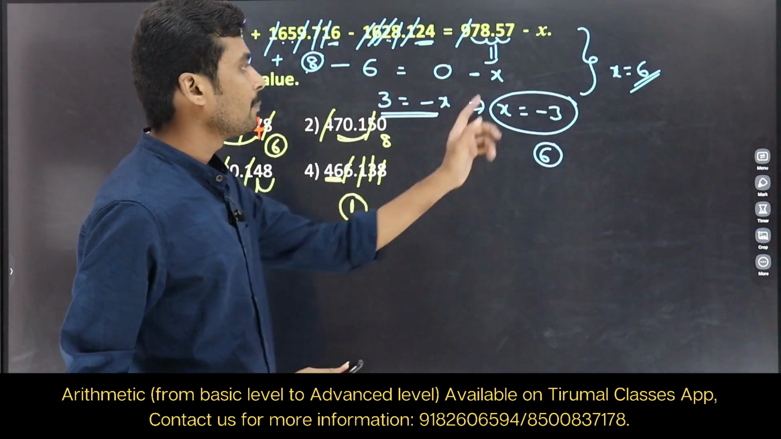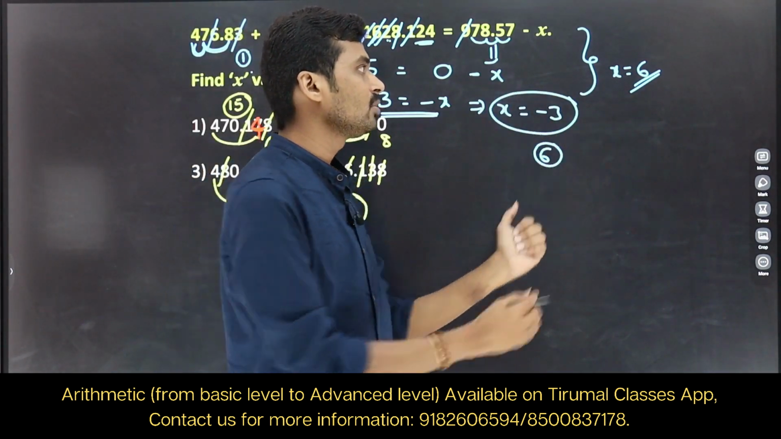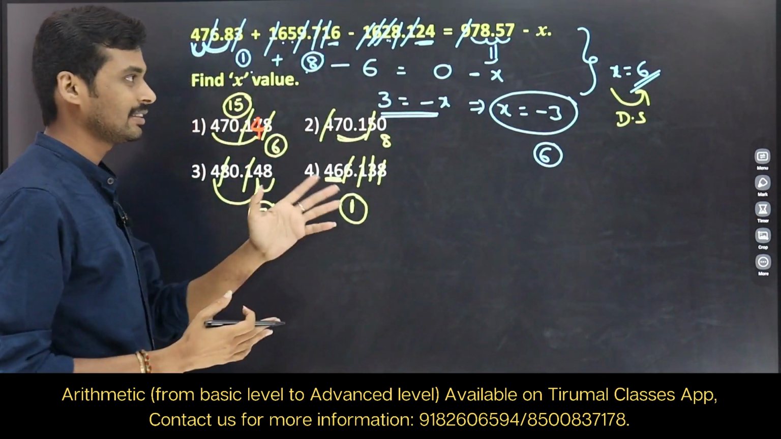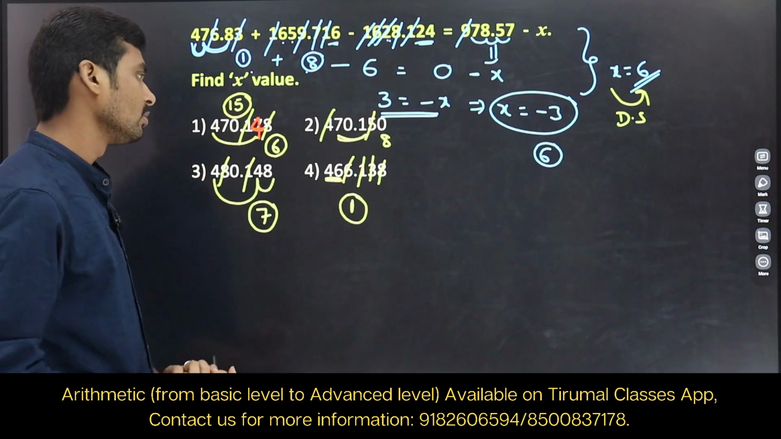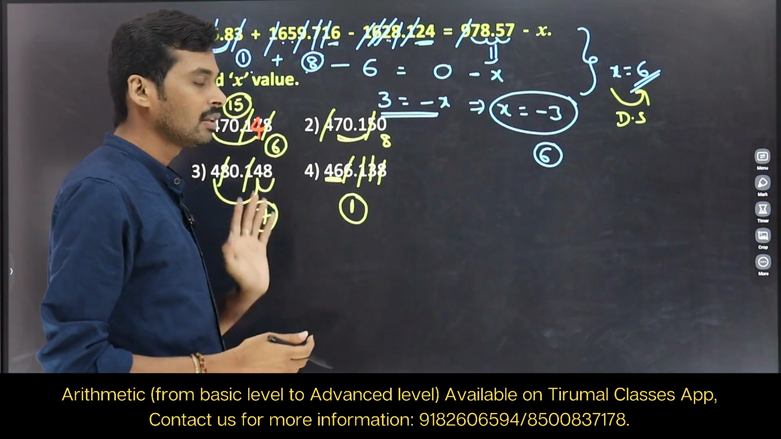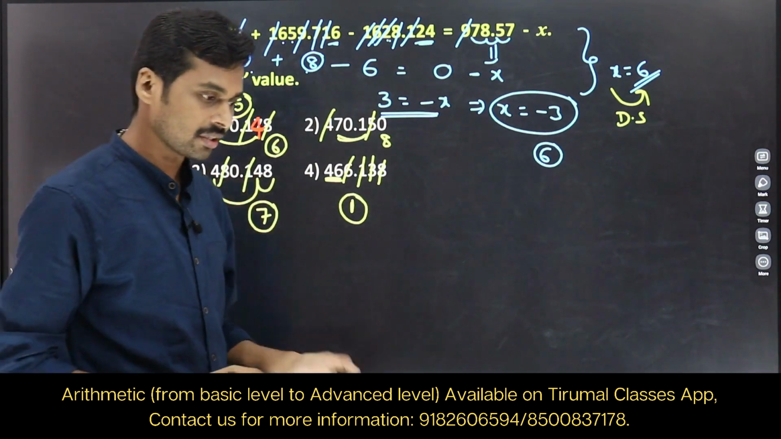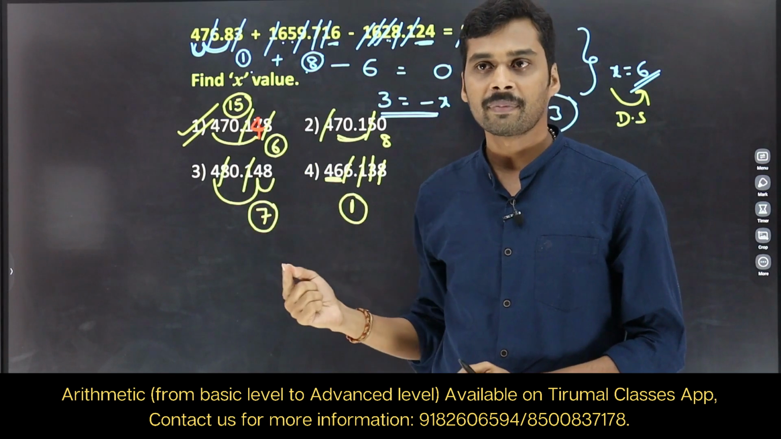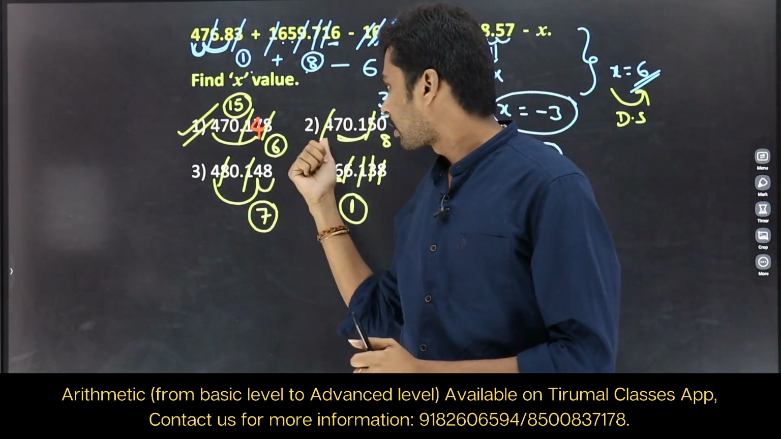Okay, so as per the problem, the x DS value is what? The x DS value is 6. So which option has 6 as the digit sum value? So the first option, right? The first one is the right answer, because only in the first option we got the DS value as 6.